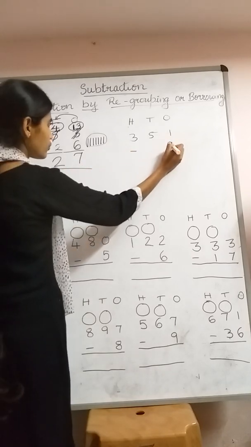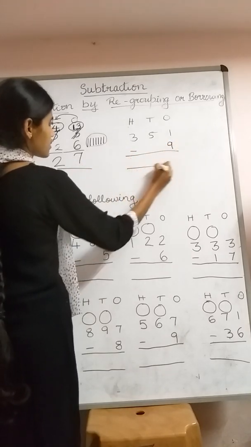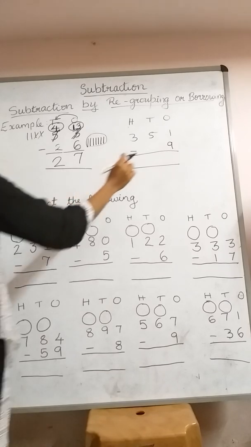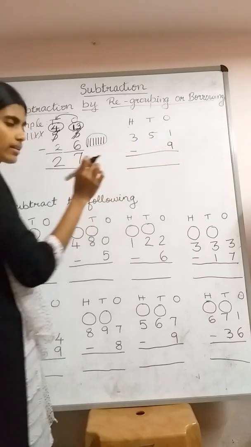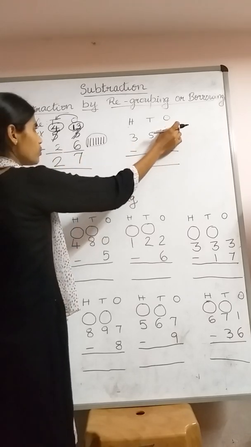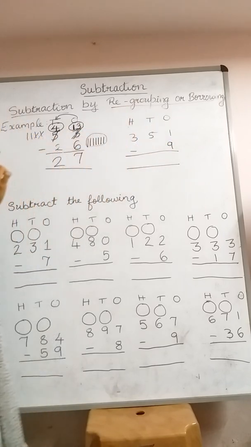And we are going to take out 9 from ones place. So let's find what is the answer. So what you observe now when you go to subtract 1's place, that 1 is lesser than 9. So you can't take out 1 from 9. You should now borrow 1 tens from tens place.